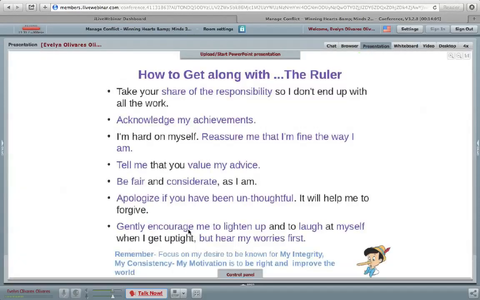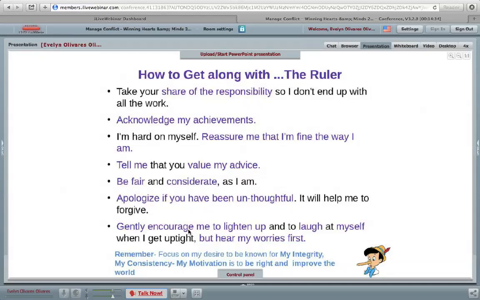If you want to get along with this perfectionist, this ruler, what you want to do here is take your share of responsibility, so don't end up with all the work. Acknowledge my achievements. I'm hard on myself, so reassure me that I'm fine just the way I am. Tell me that you value my advice. Be fair and considerate, as I am, and apologize if you've been unthoughtful.